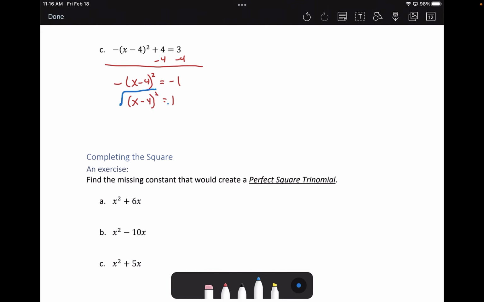Take the square root of both sides. We get x minus 4 is equal to plus or minus the square root of 1, which is 1. Here we'll split it into two separate equations and solve these independently. Add 4 to both sides, and we get 5 and 3.